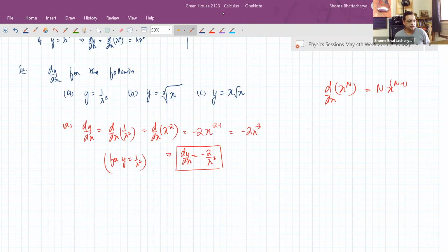Very good, Vedant, that's correct. Harsh, correct. So as you can see, it's just a matter of practicing this out.